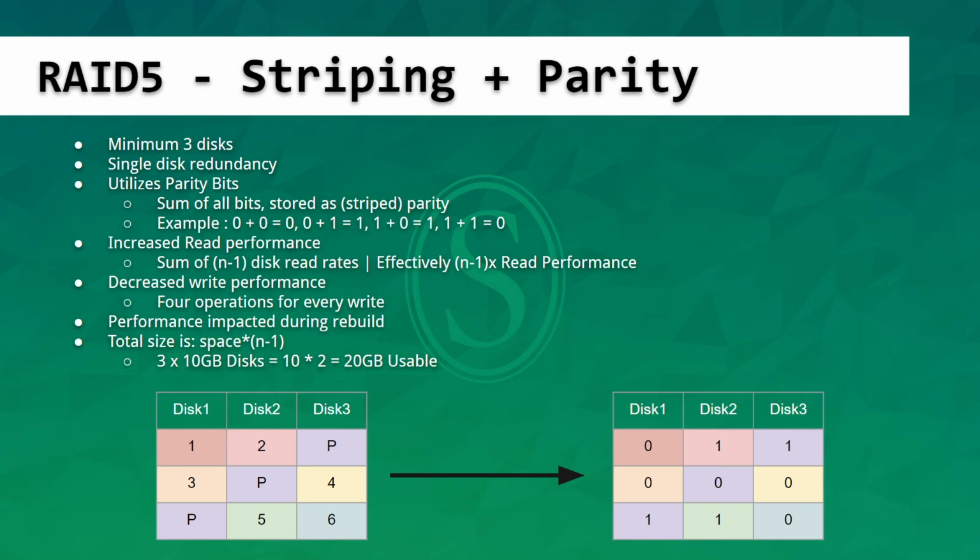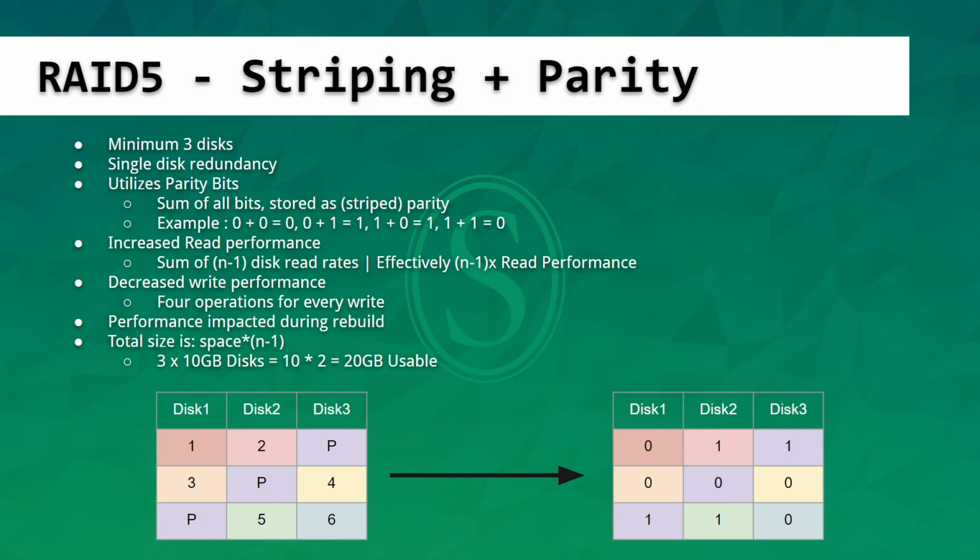This is called striping plus parity. This requires a minimum of 3 disks. It has a single disk redundancy. So no matter how many disks you add to this, it's only ever going to be a single disk's worth of redundancy. You can only lose a disk, but you can lose any disk in the RAID set. Any disk in the RAID 5 you could lose is fine.